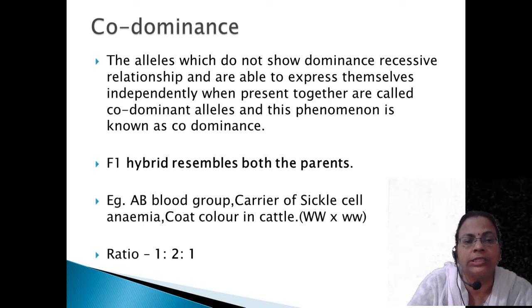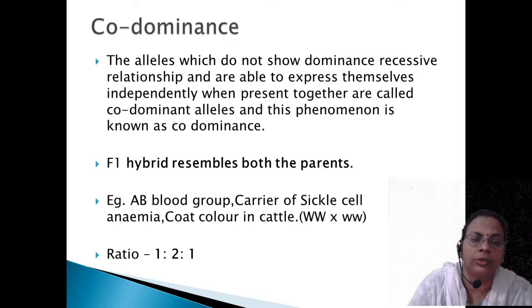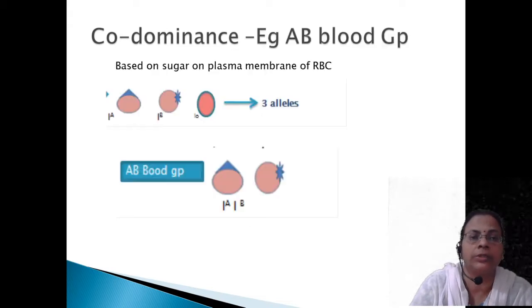Typical examples we can give are the AB blood group, carriers of sickle cell anemia, and coat color in cattle. The F2 ratio here also will be 1:2:1. So the typical example of codominance is the AB blood group. You should not say the ABO blood group. In the ABO blood group, the AB blood group alone follows the codominant relationship.